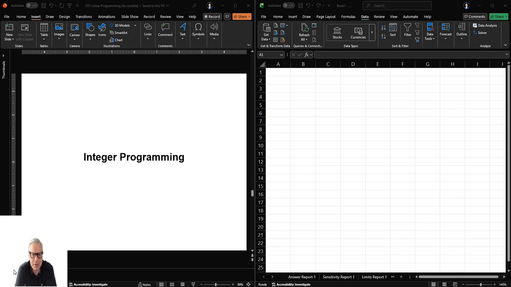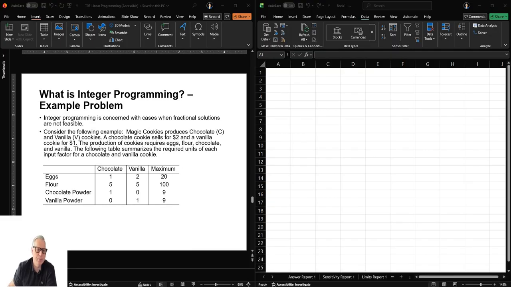Okay, so in the next video we talk about integer programming, and that is a situation when we need to require a solution which is an integer and not some fraction. And that is just a minor adjustment or a minor modification to what we already know. So let's consider the following example. So integer programming is concerned with cases when fractional solutions are not feasible.